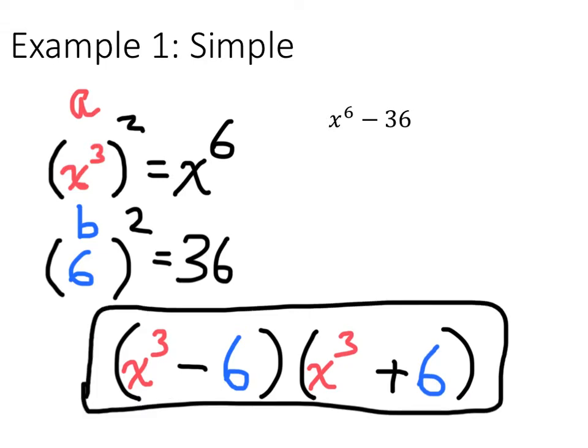So in summary, notice the perfect squares and that they're being subtracted. Find what number squared would give you each of the values, and then put those into the difference of squares pattern.